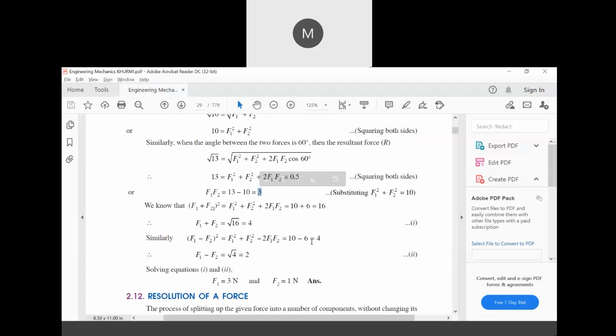Now F1 plus F2 whole square we got as 16, right? So that means F1 plus F2 equals square root of 16.